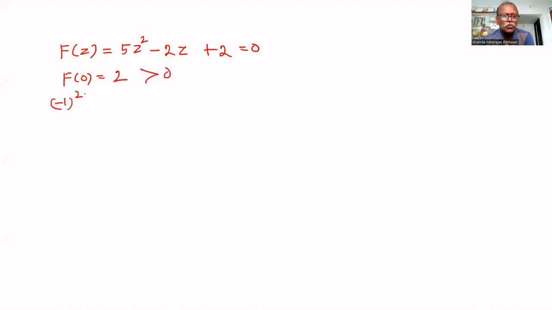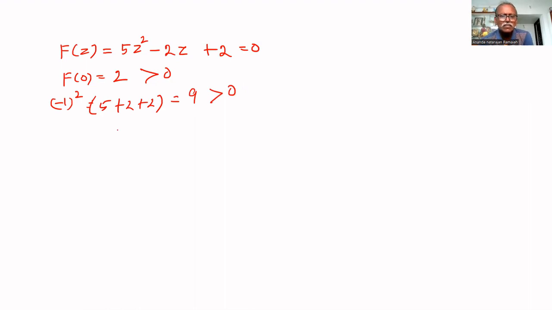Now let us check the stability of a system whose characteristic equation is f of z equal to 5z square minus 2z plus 2 equal to 0. Let us check first the necessary condition. F of 0 equal to 2, that is greater than 0. Minus 1 to the power n, n equal to 2 in this case. F of minus 1, if you substitute minus 1 for z, you will get 5 plus 2 plus 2, that is equal to 9. That is also greater than 0. Therefore, it satisfies the necessary condition.